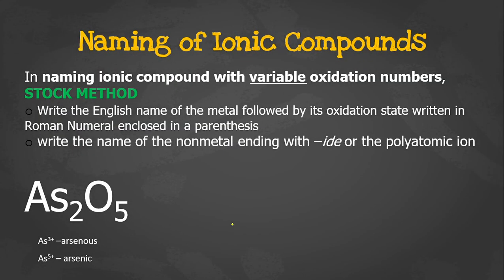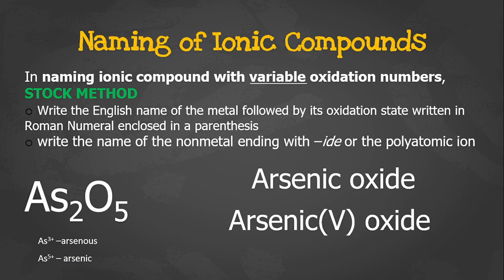Okay? And then, last one for the naming of ionic compounds, but we are not done here yet. We have other things to name and study. So, this is arsenic oxide, and the arsenic's charge is positive 5. So, therefore, if we write this in the stock method, our Roman numeral is 5. So, this is arsenic 5 oxide. So, that's how you name ionic compounds: those with a metal with variable oxidation number, a metal with fixed oxidation number, and ionic compounds with polyatomic ions.